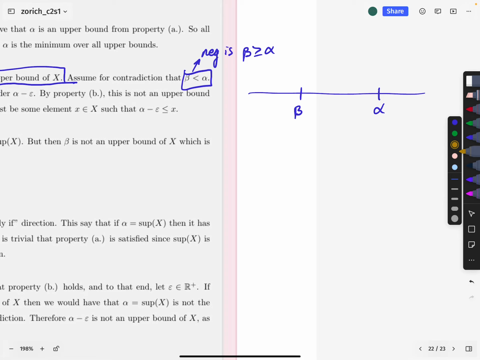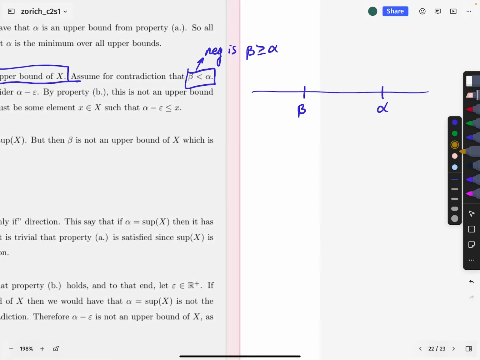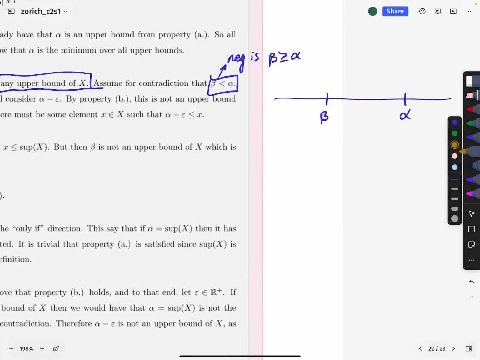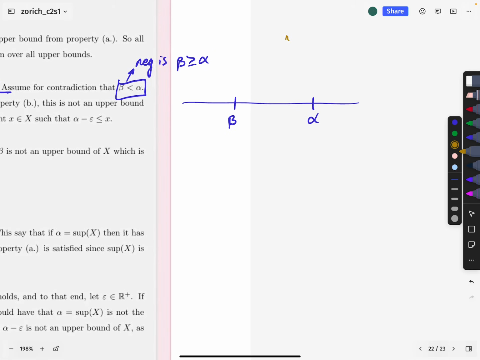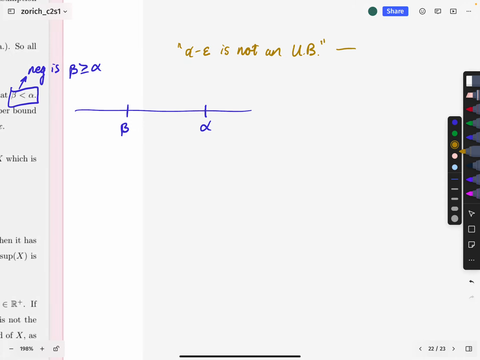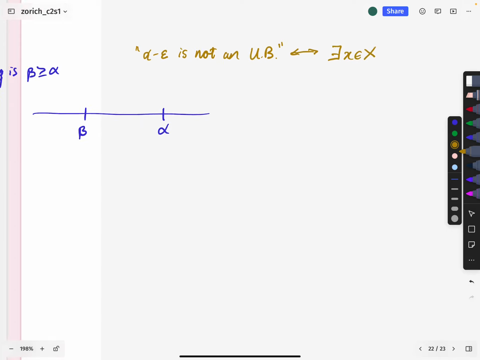And here's a thought. I have this property that for any positive real epsilon, if you do alpha minus epsilon, it's no longer an upper bound. And it's worth thinking hard about what it means for something to not be an upper bound. Alpha minus epsilon is not an upper bound is the same thing as saying that there exists a value in the set which is strictly bigger.